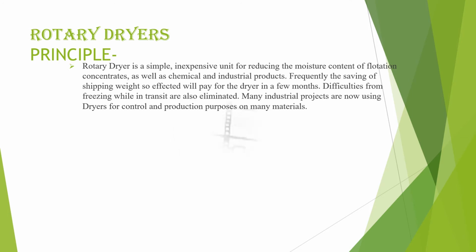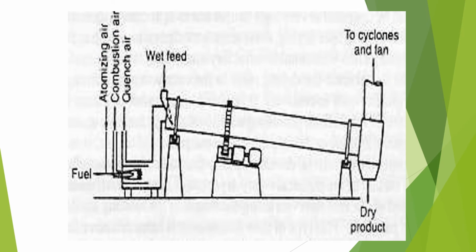Next, coming to its structure. See here, one dry product is there, then a cyclone in the upper part, one fan is there on the right side. Okay, and here in the bottom left side fuel is there, then three pipes are there. First for atomization of air, next for combustion of air, then quench air.